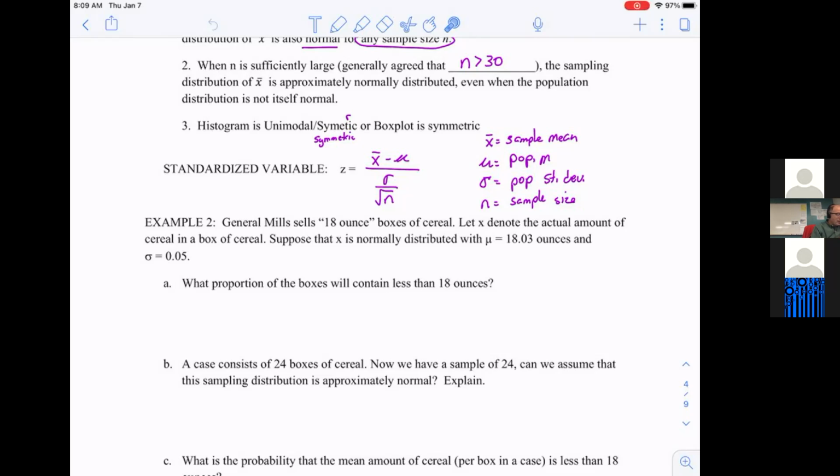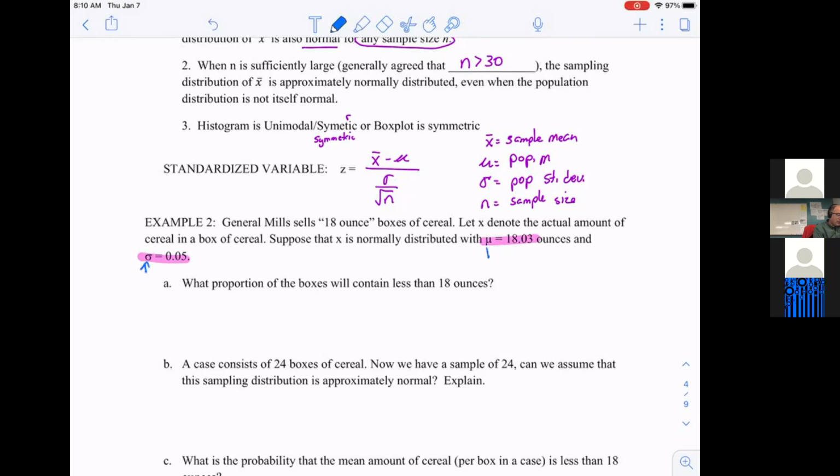General Mills sells 18-ounce boxes of cereal. Let X denote the actual amount of cereal in a cereal box. Suppose that X is normally distributed with a mean of 18.03 and a standard deviation of 0.05. So they gave me X, so these are population values. We just have to recognize that they gave me a population mean and a population standard deviation because of the variables that we used here.